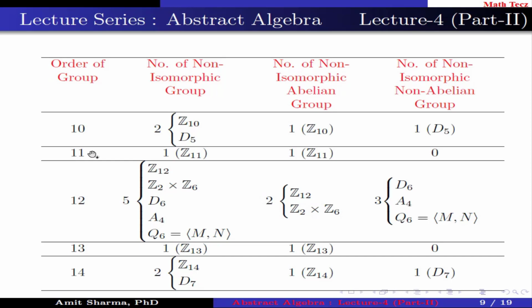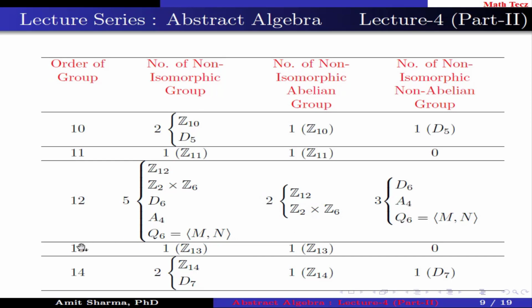Next, if a group has order 11, then the number of non-isomorphic groups and the number of non-isomorphic abelian groups is 1 and the group is Z11, and there is no non-isomorphic non-abelian group of order 11. Next, if a group has order 12, there are 5 non-isomorphic groups, namely Z12, Z2 cross Z6, D6, A4 and Q6, which is generated by M, N, out of which 2 are non-isomorphic abelian groups, which are Z12 and Z2 cross Z6, and 3 are non-isomorphic non-abelian groups, which are D6, A4 and Q6.